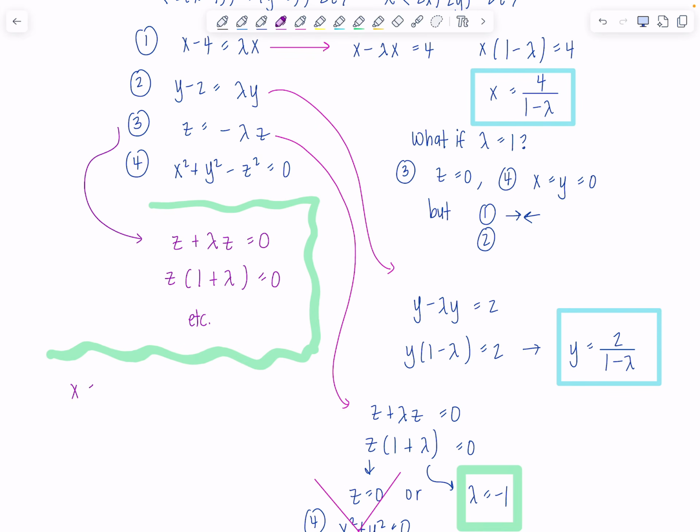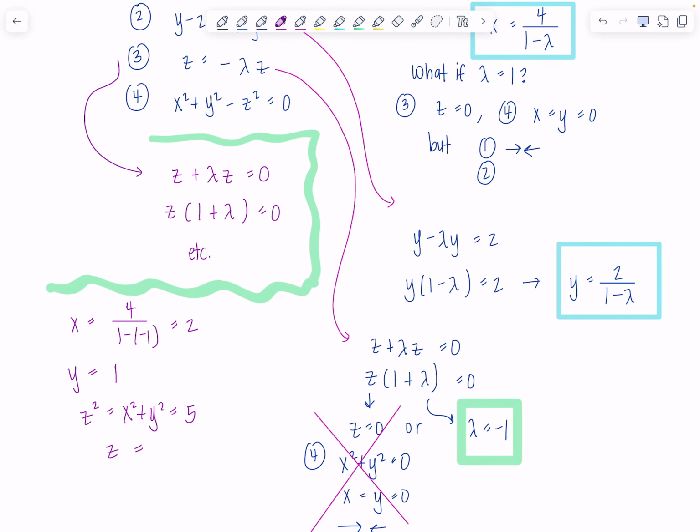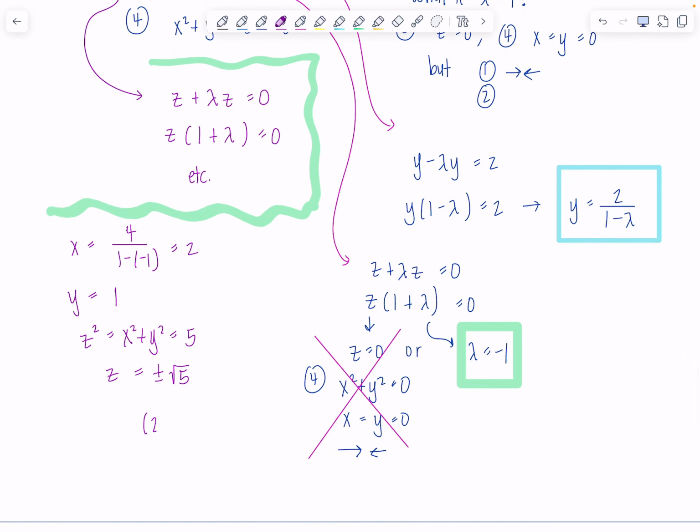So x is going to be, give me 1 second, Sebastian, 4 over 1 minus negative 1. So that's 2. Y would be 1. And then z, if you plug in, because z squared is x squared plus y squared, which is 5. So z could be plus or minus root 5. 2 points: 2, 1, plus or minus root 5.